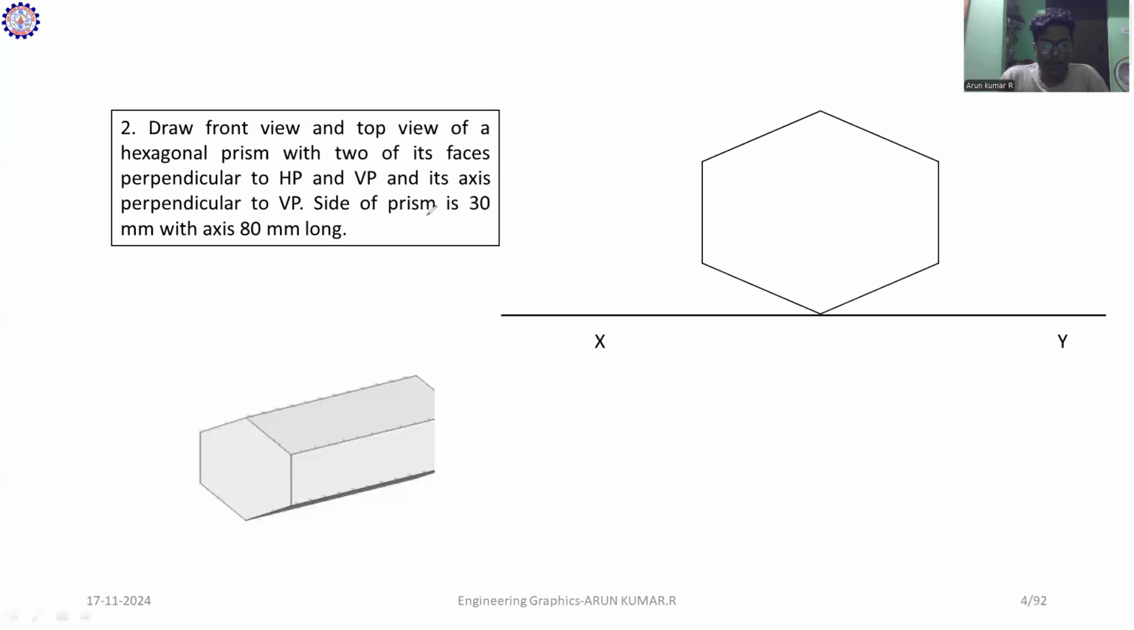My data here is 30 mm side and 80 mm height, with two parallel sides perpendicular to HP and the axis perpendicular to VP. In this condition, the hexagon will be above the XY line. This is my vertical plane, that is VP. This is my horizontal plane. XY is called the reference line.